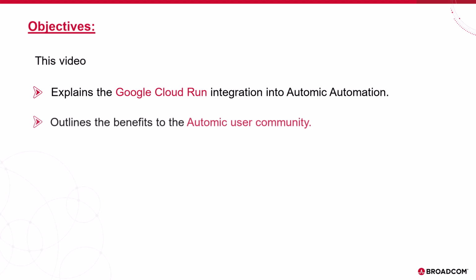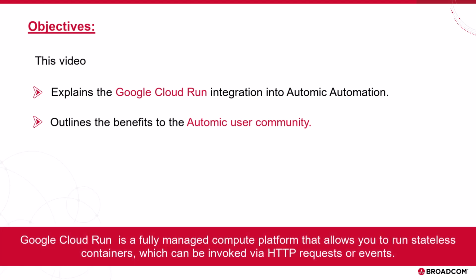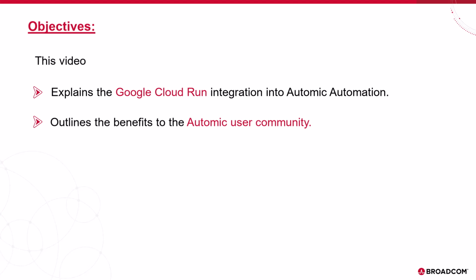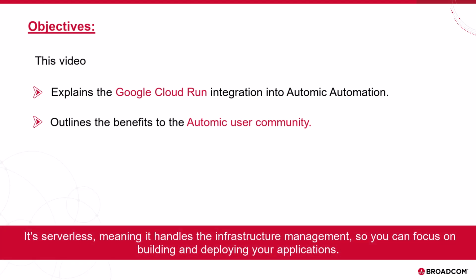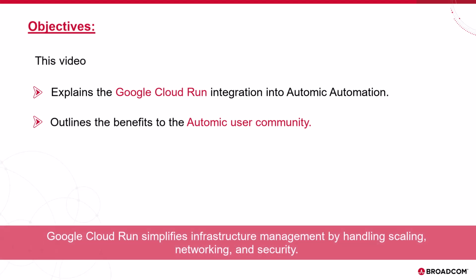community. Google Cloud Run is a fully managed compute platform that allows you to run stateless containers, which can be invoked via HTTP requests or events. It's serverless, meaning it handles the infrastructure management, so you can focus on building and deploying your applications. Cloud Run abstracts away infrastructure concerns, such as scaling, networking, and security, allowing you to deploy your code in containers and have it automatically scaled up or down based on demand.